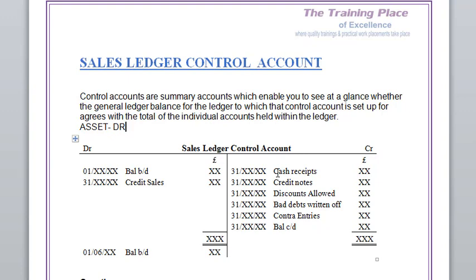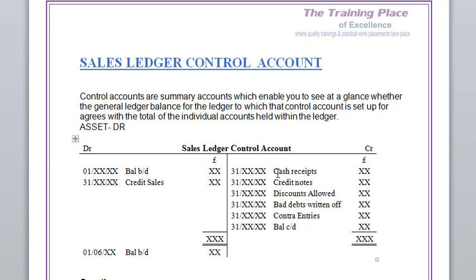You also have credit notes. If the customer is given a credit note, that will reduce the amount that the customer is owing you. Discount allowed. If you give them any prompt payment discounts or discounts of any other form, what they're owing you maybe was £10, you have allowed them a £2 discount. That will then mean they're owing you only £8. The same thing with bad debt written off. If somebody was owing you before and you write off the debt, that means the person is no longer owing you.